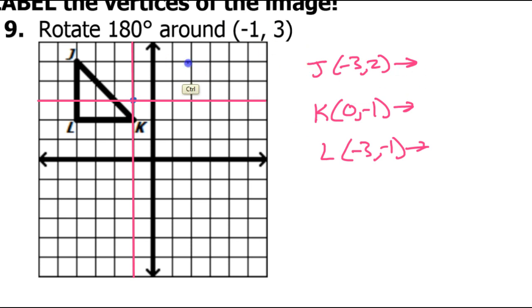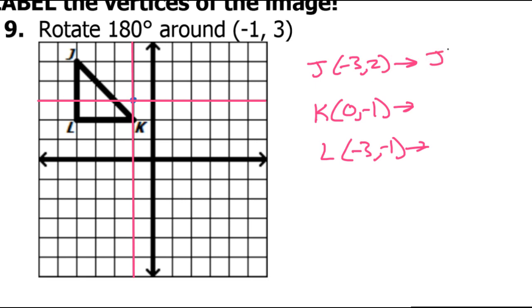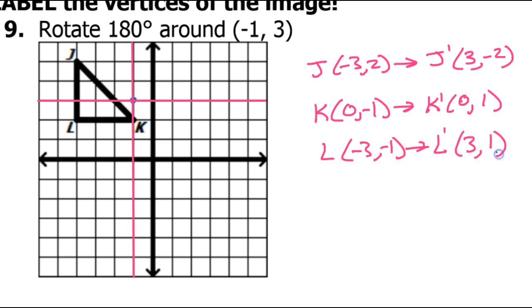So pretending that this is 0, 0, I can go ahead and use the rule. Alright, so the rule says 180-degree rotation, I do opposite of x and the opposite of y. Okay, so that would make J prime be, the opposite of x, that would be 3, and the opposite of y would be -2. Okay, and then K prime, opposite of 0 is still 0, and the opposite of -1 is +1. And then for L prime, the opposite of -3 is +3, and the opposite of -1 is +1.